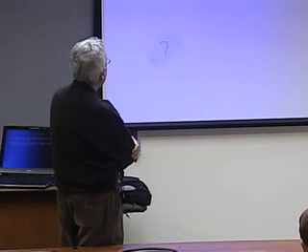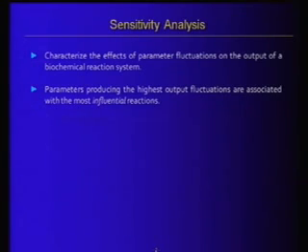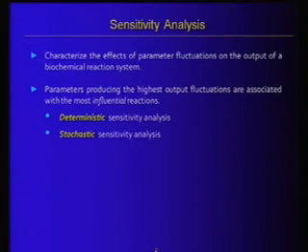So we say that parameters of the system that produce the highest output fluctuations are associated with the most influential reactions in a biochemical reaction system. There are basically two types of analysis that people are using. The first one is based on very simple derivative-based deterministic tools, and I'm going to explain some of these tools, which are very simple to understand. The second set of tools are based on stochastic approaches and lead to stochastic sensitivity analysis techniques.